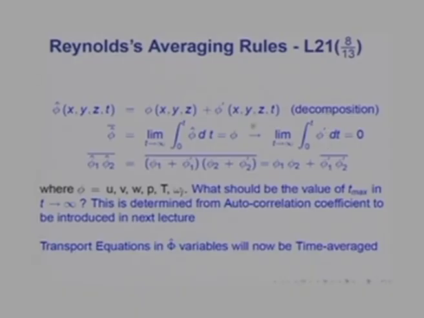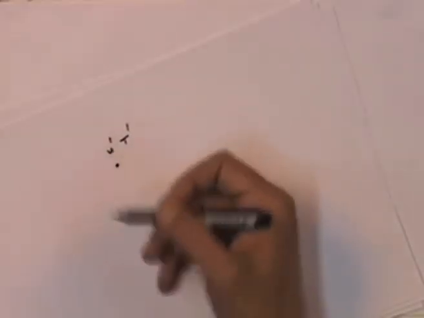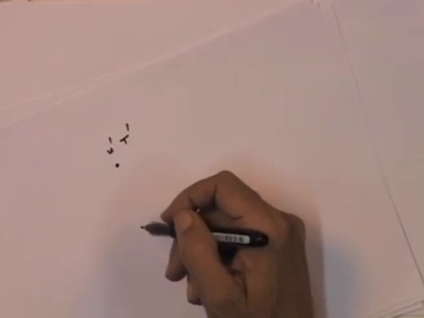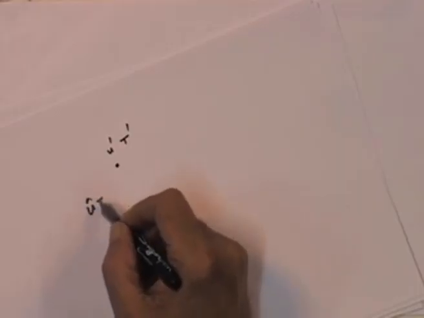A very interesting issue then arises. At a point in the flow, let us say I have a velocity fluctuation and a temperature fluctuation also, and I want to calculate the time average of u t bar. That is what I want to calculate, let us say the product.